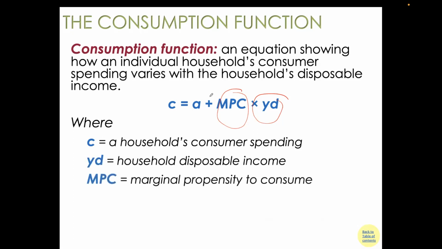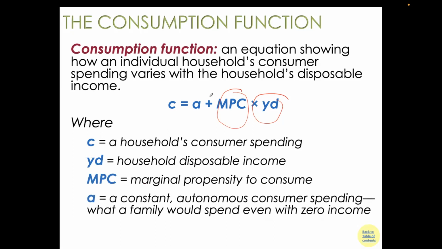Now, finally, you have A. What is A? Mathematically, A is equal to C when Y equals 0. That just means A is what you're going to spend when your income equals 0. Then ask yourself, what must I consume even with 0 income? Just leave aside for a second how you can pay for it. If you have no income, you still need to spend.